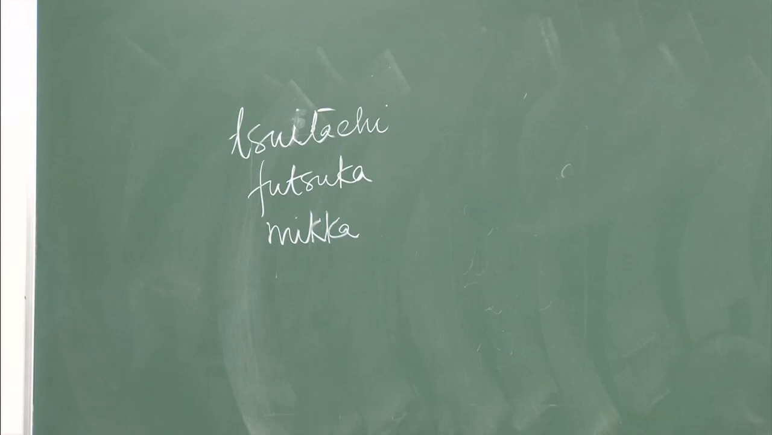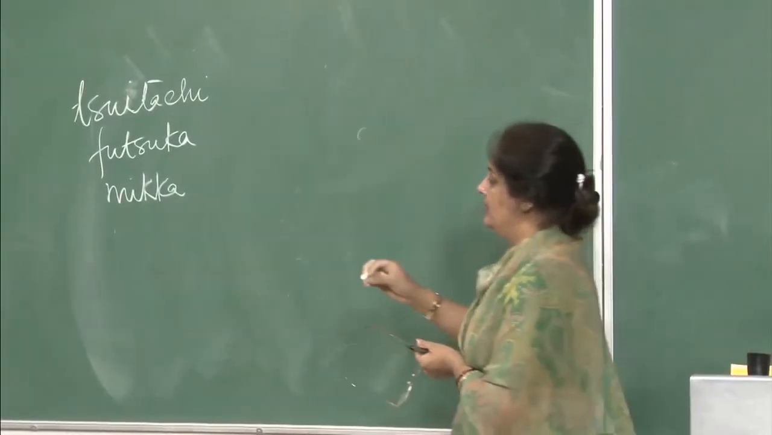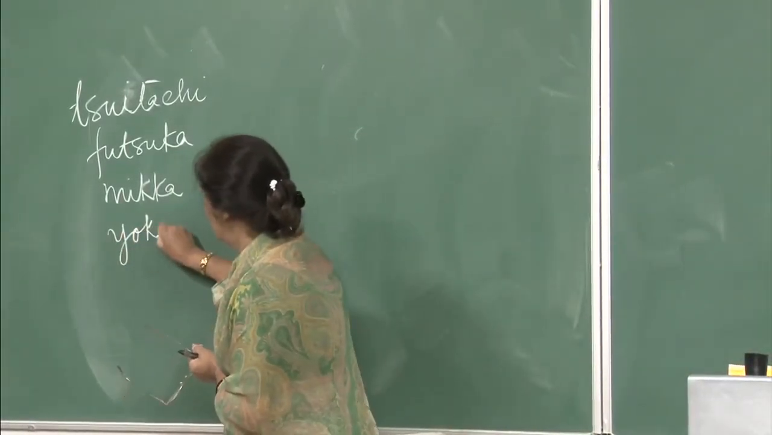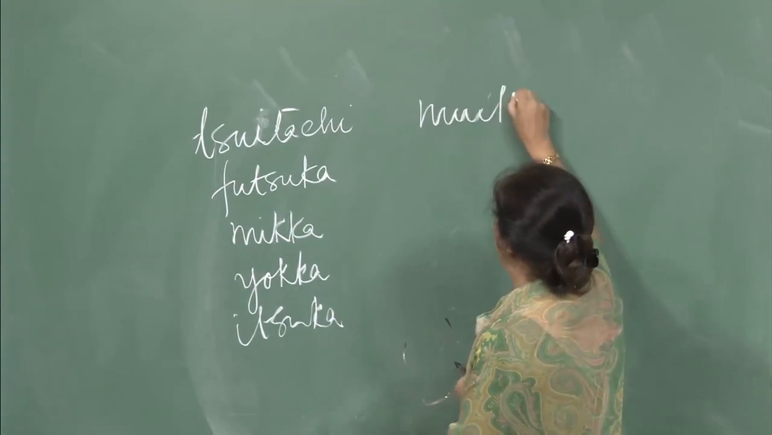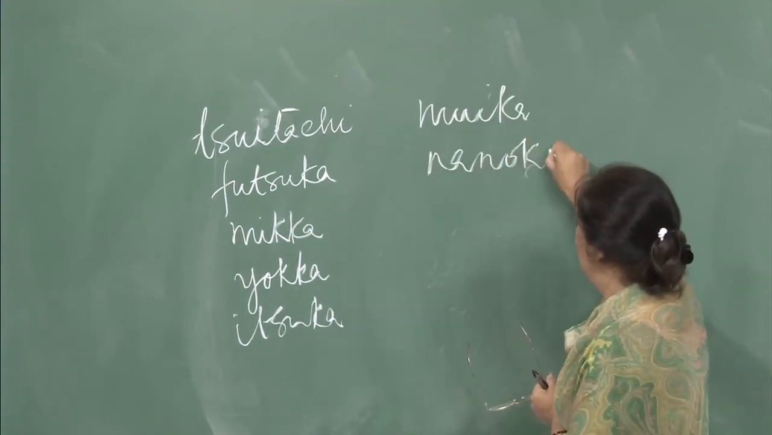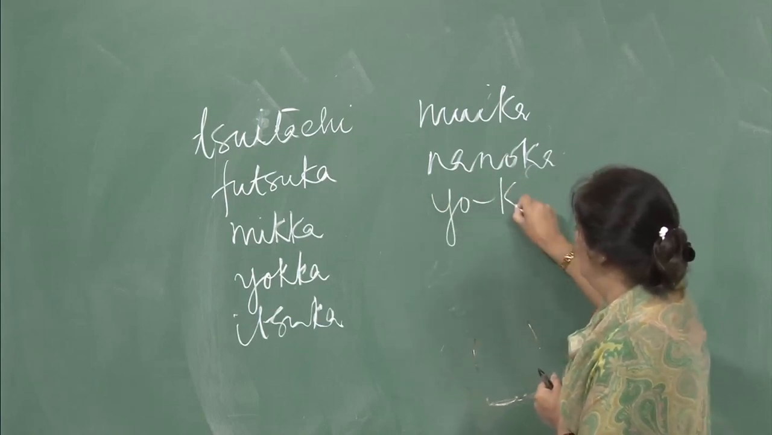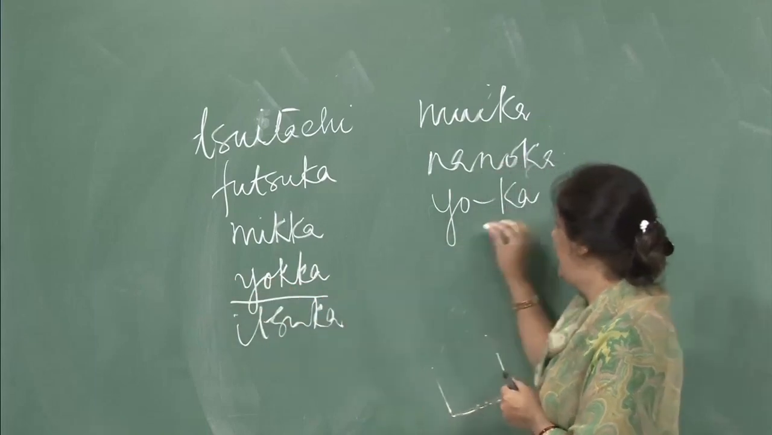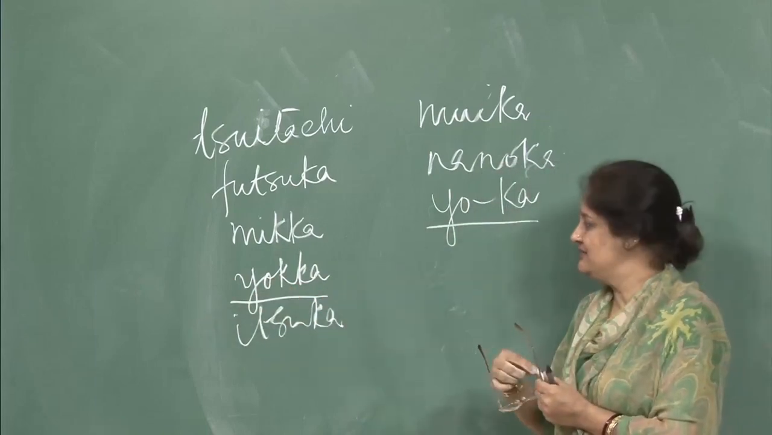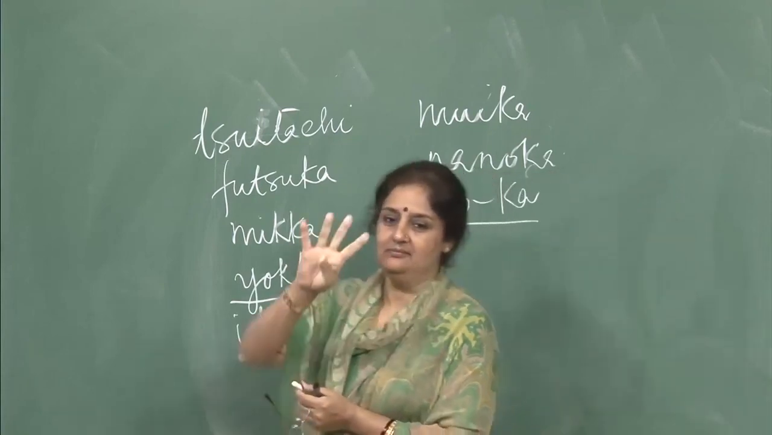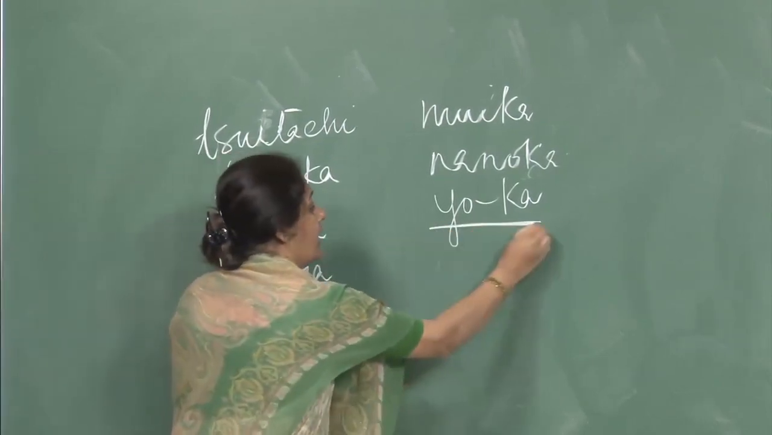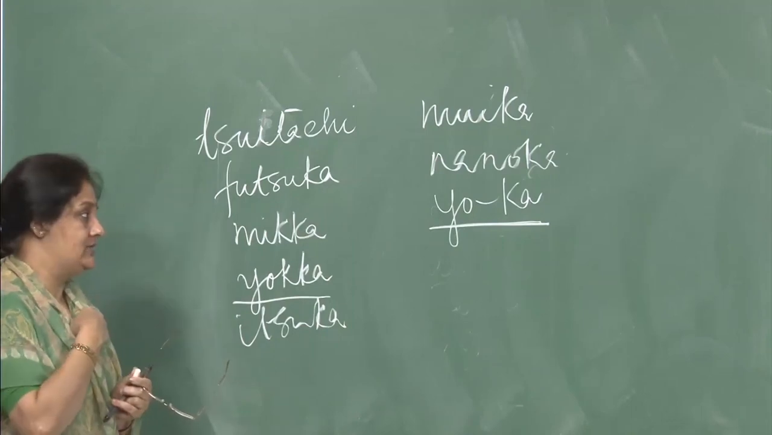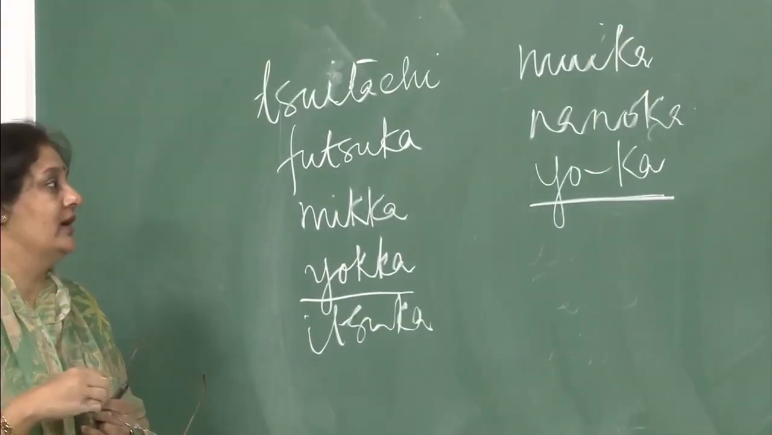Suitachi, futsuka, mikka, yokka, itsuka, muika, nanoka, yoka. So, you will notice this yokka and yoka are quite similar, but there is a slight difference. Yokka is 4, which is a small number, so the sound is also small, and yoka, a larger number, which is 8, sound is also long and elongated.